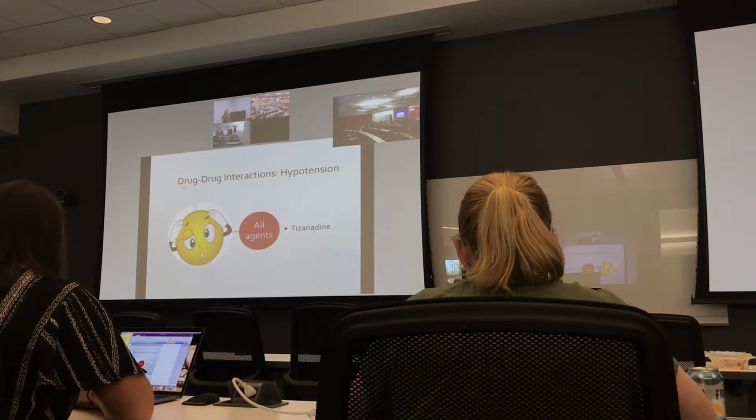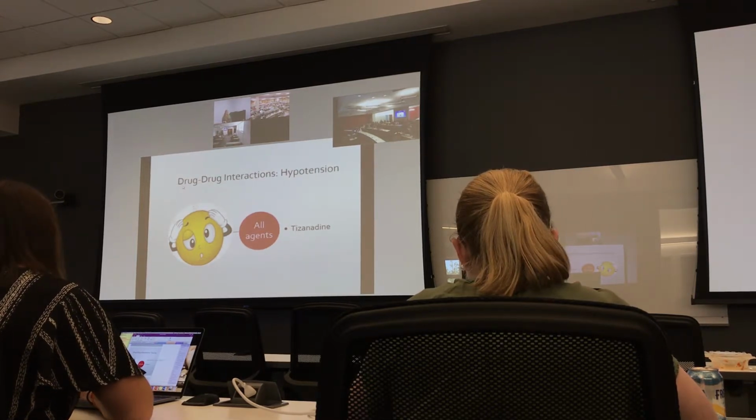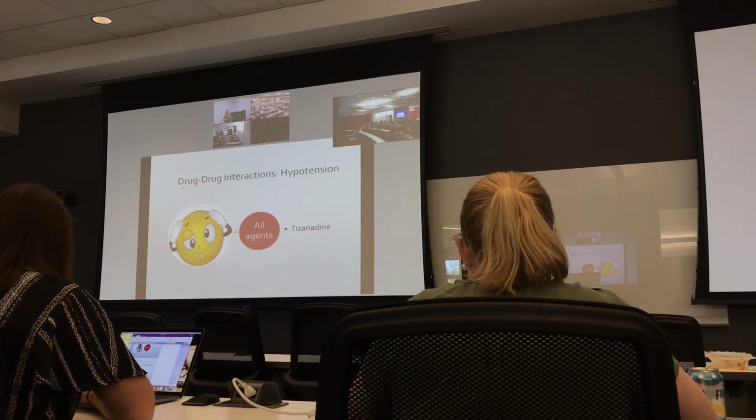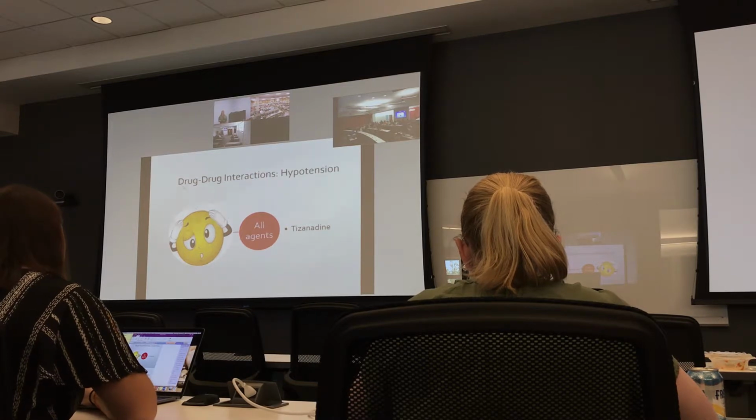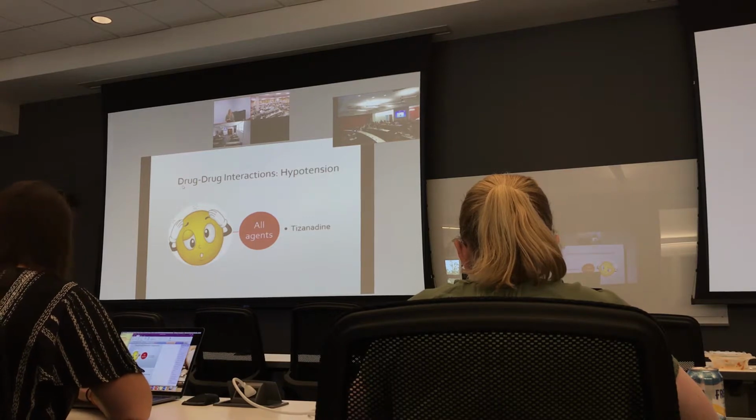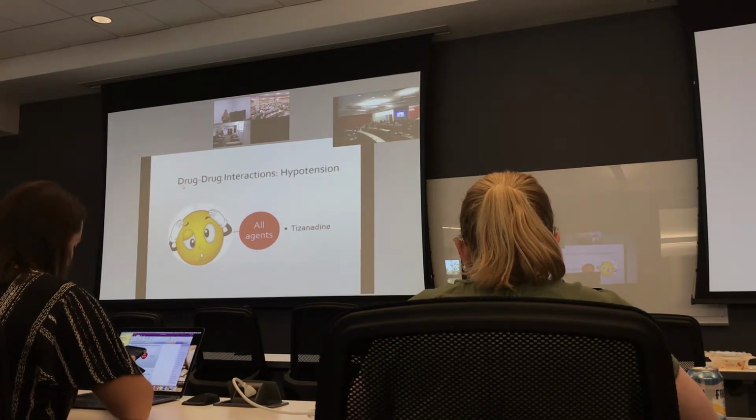All agents that cause hypotension are antihypertensives, so if you have two drugs together that are causing hypotension, that's not going to be good for your patient. Tizanidine causes hypotension, so the hypotension related to tizanidine can be exacerbated by antihypertensives. If you're starting tizanidine, you just have to do more monitoring of their blood pressure and give a warning about the hypotension risk. Nice and straightforward drug interaction. Questions about that?